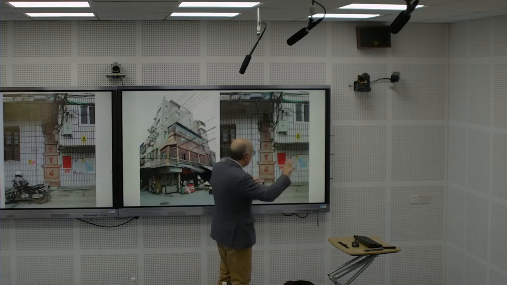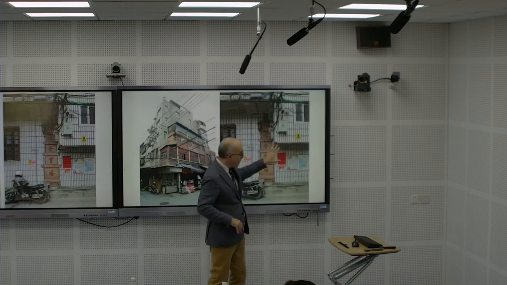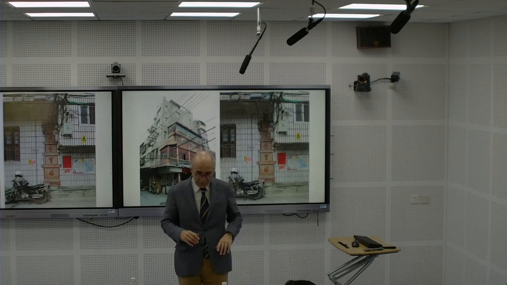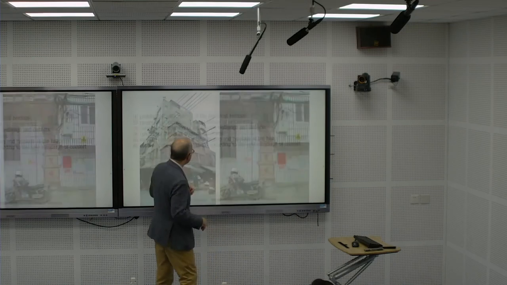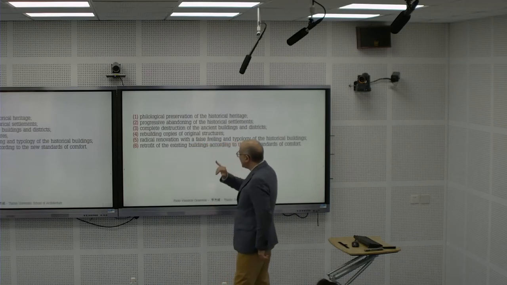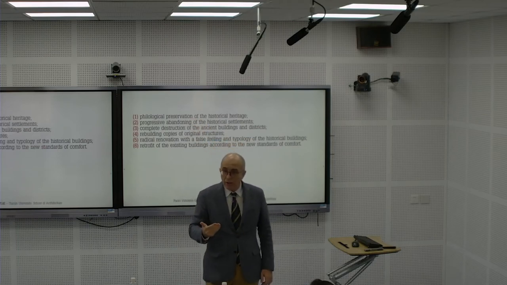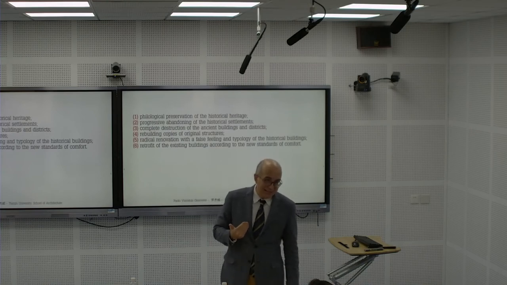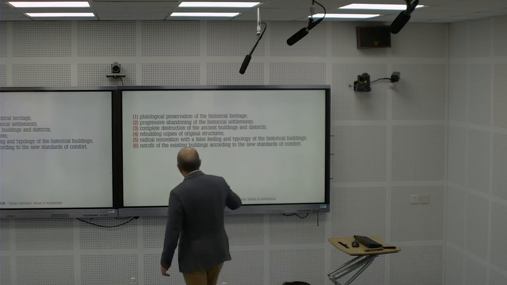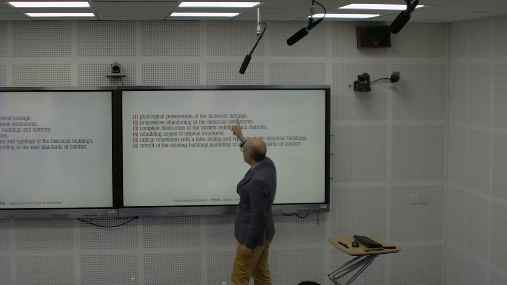This is the same. The modern city grows. This is a typical facade made in 1980, okay, 1990, and this piece, which is more ancient, is completely absorbed in the building. There are six possible actions when you're going to study and to design a city in terms of historical preservation. The first one is the philological preservation of the historical heritage.